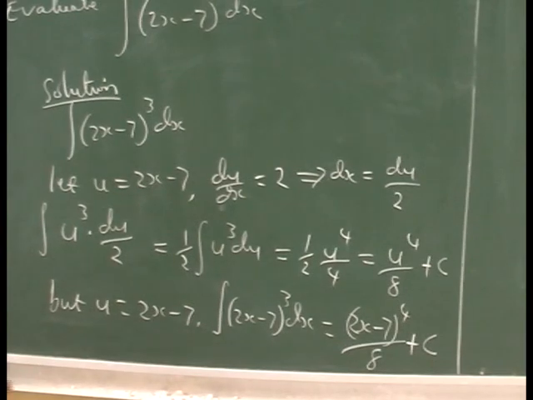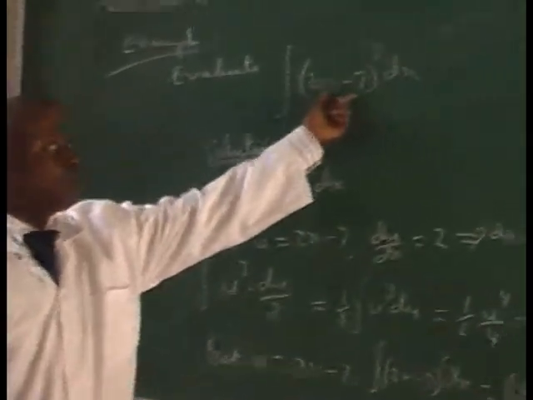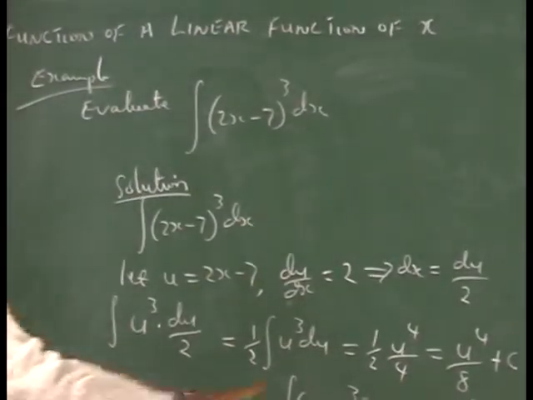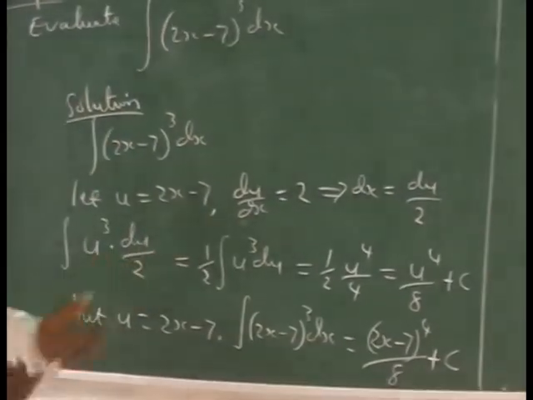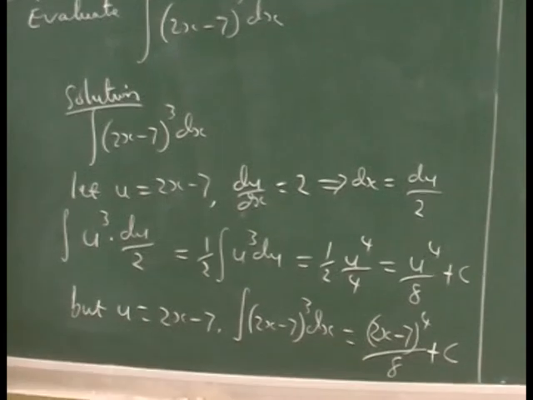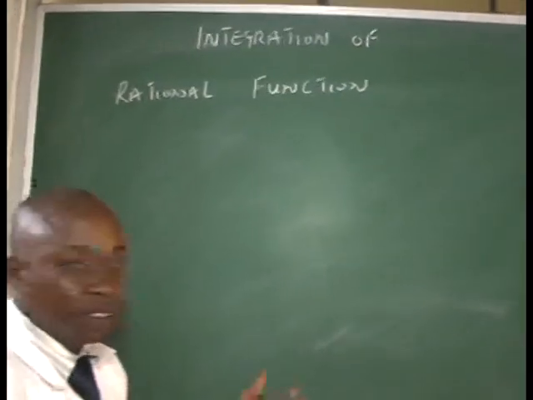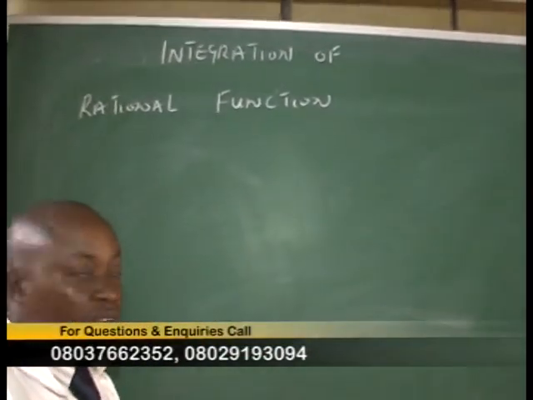So that is how we integrate a function of a linear function, making this place u, and then you find dx. The dx in this context is du over 2. Then you bring out the constant of integration and then you integrate. So simple.